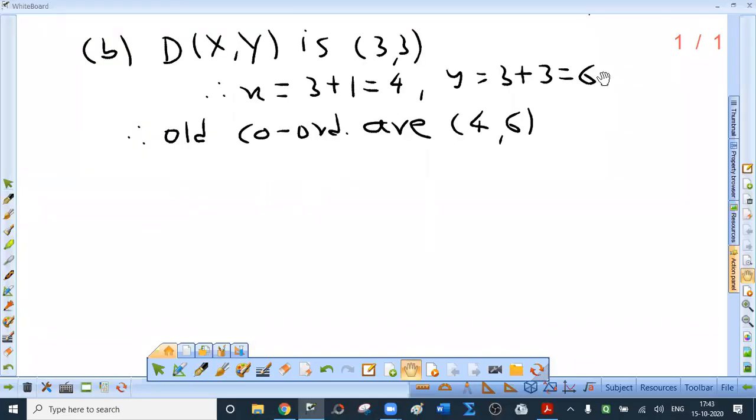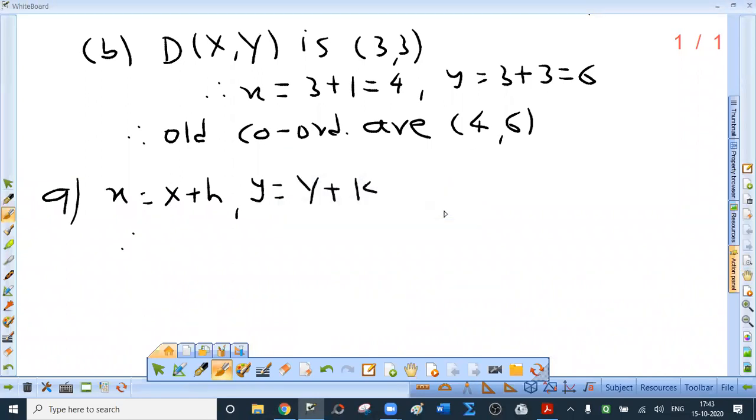Sum number 9 now. If the coordinates A (5, 14) change to B (8, 3) by shift of origin, find the coordinates of the point where origin is shifted. Simple one. Shift of origin formulae are small x is capital X plus h and small y is capital Y plus k.